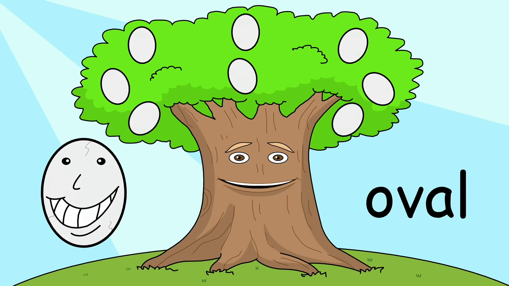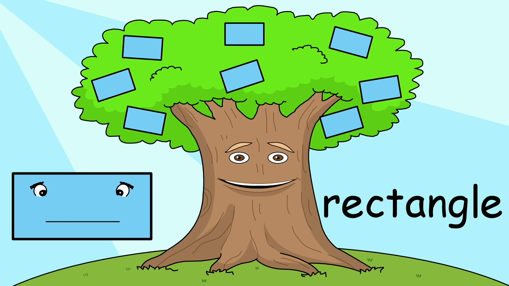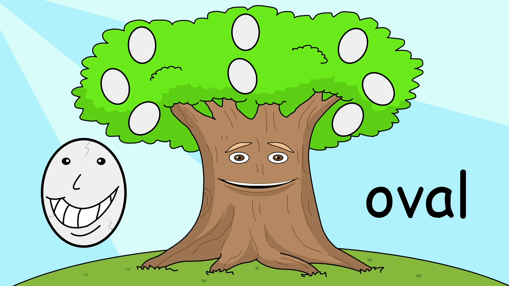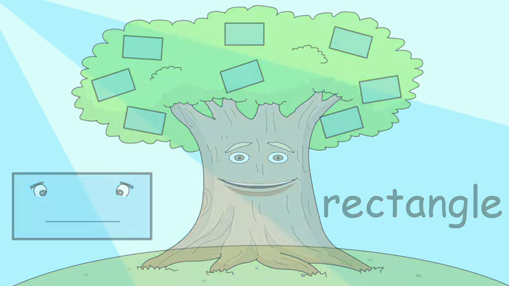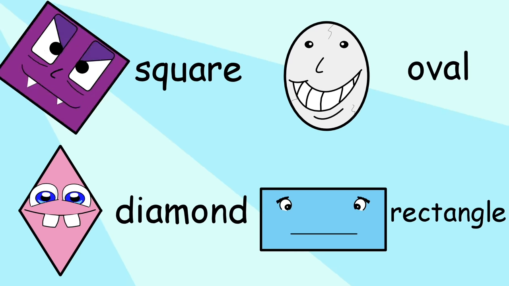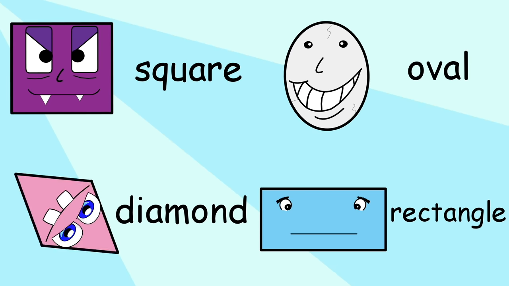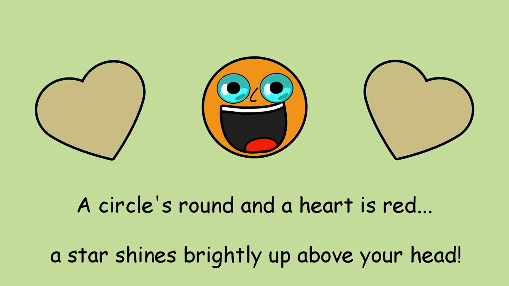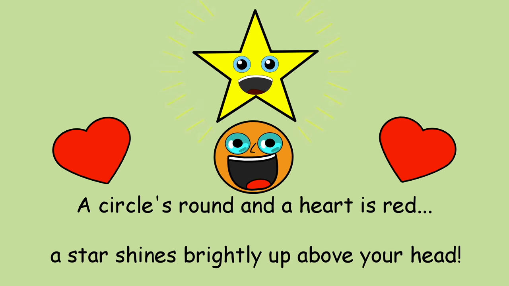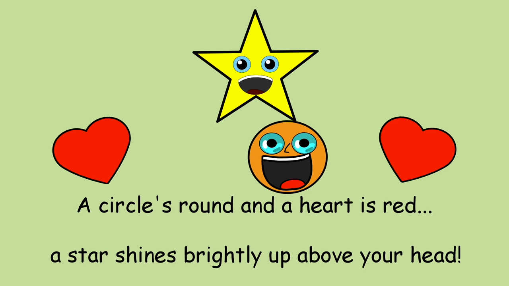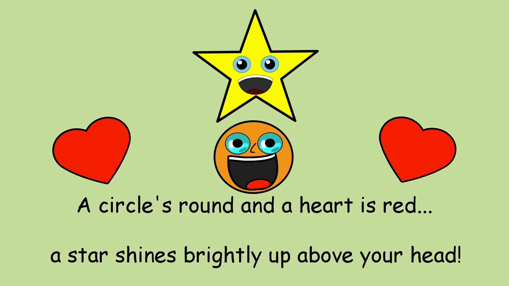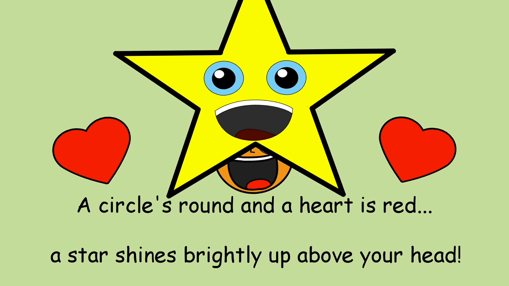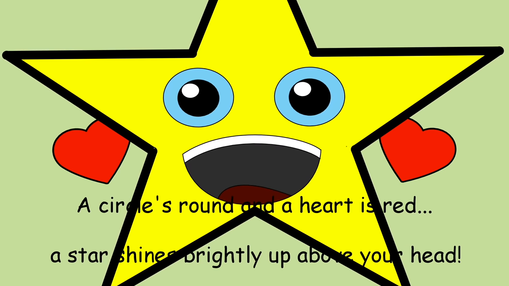Square, oval, diamond, rectangle. Square, oval, diamond, rectangle. A circle's round and a heart is red. A star shines brightly up above your head. A circle's round and a heart is red. A star shines brightly up above your head.